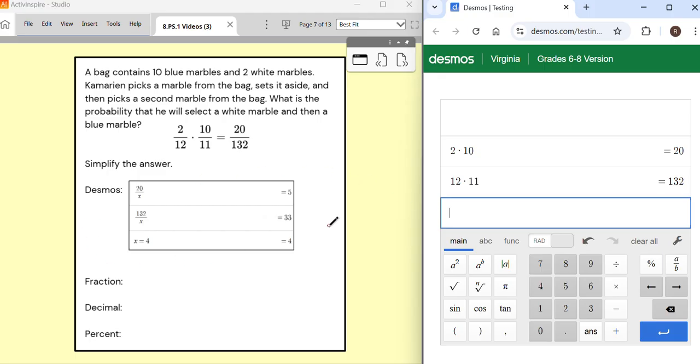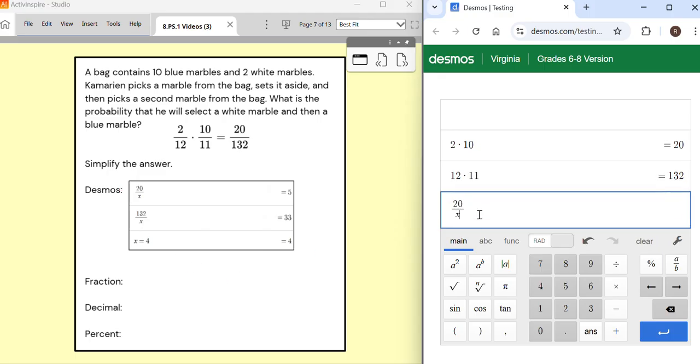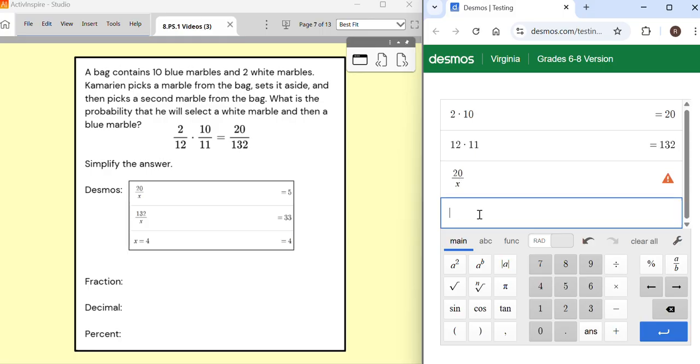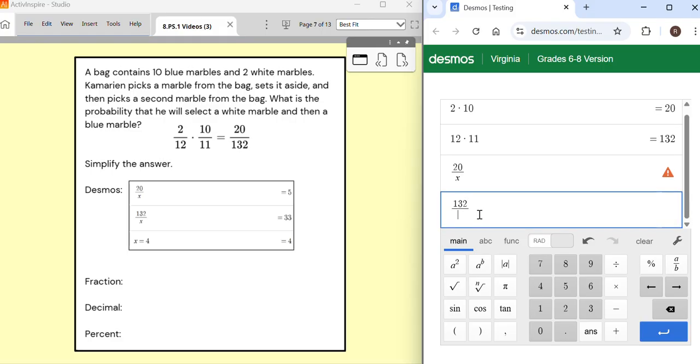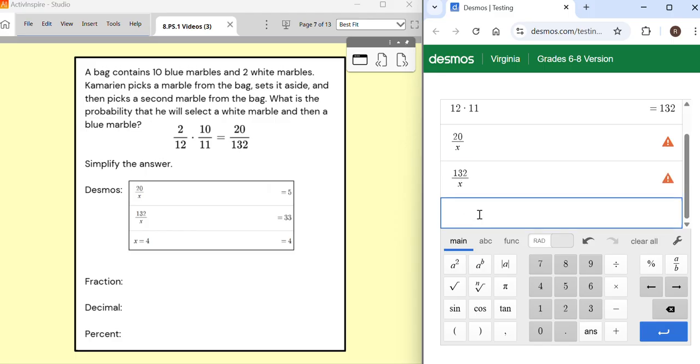Well, this is showing you here how to simplify using your calculator. So I'm going to take the top number, the numerator, divide it by x. I'm going to take the bottom number, the denominator, and divide it by x. And my x begins with my numerator, which is 20, the top number. I want these two numbers here to have no decimals. If they have decimals in them, then that is not correctly simplified.